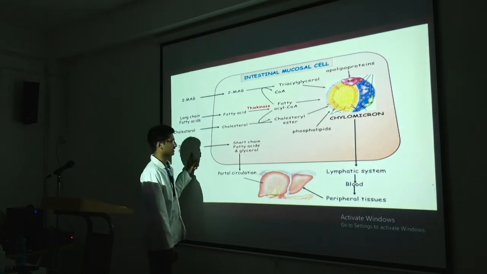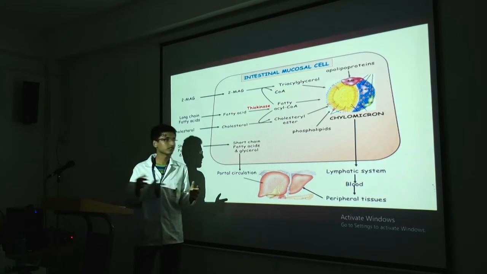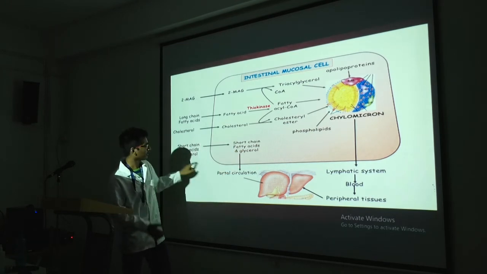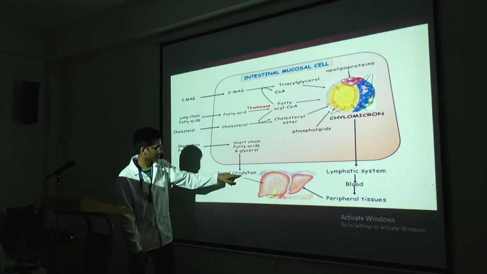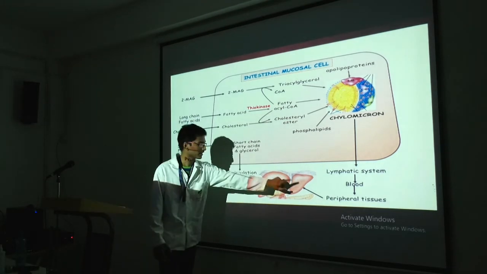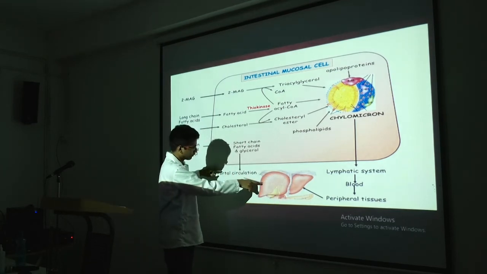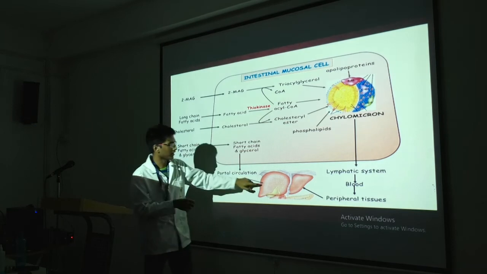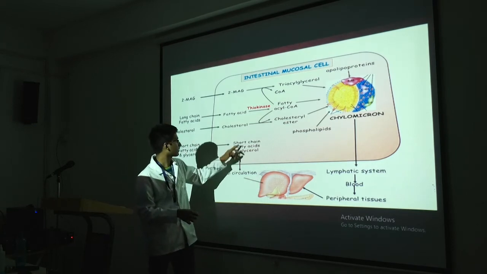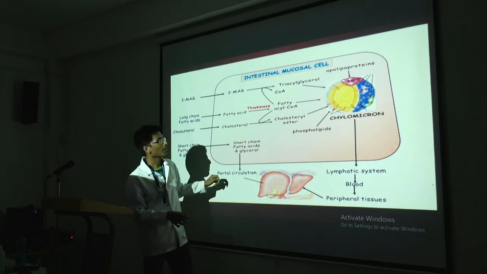Now short chain fatty acids. Short chain fatty acids and glycerol don't need bile salt, so they come directly here. Short chain fatty acids and glycerol go into the portal circulation. So this is the liver. The liver has the right lobe and the left lobe. This is the falciform ligament. So this comes into the portal circulation in the liver. The short chain fatty acids and glycerol come to the liver directly.